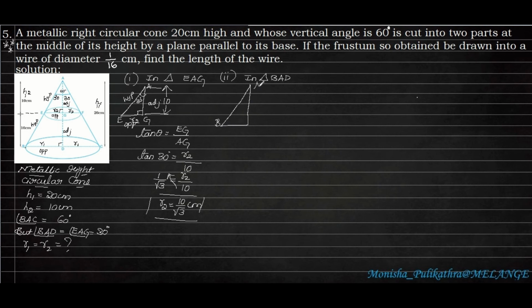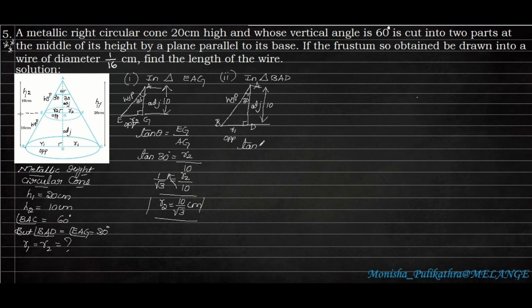So B, A and D, this is 90 degrees and this is again 30 degrees. So this is R1, which is the opposite side, and the height will be 10, since it has been divided into equal parts. The first part is also 10 and the second part, the bottom part, is also 10. So this is the adjacent side. Okay, and this is the hypotenuse.